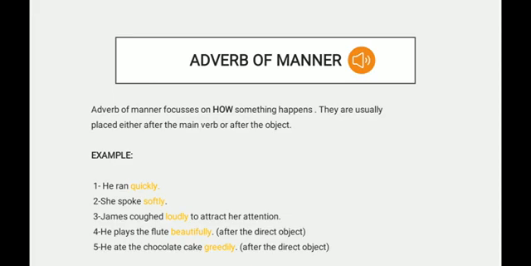He plays the flute beautifully. See, the flute is the object here, and after the flute we directly use our adverb of manner. How does he play the flute? He plays it beautifully. He ate the chocolate cake greedily. The cake is another object, after which we directly use the adverb of manner, greedily. How did he eat the chocolate? He ate it greedily. I hope you have understood the first type of adverb, and now we will come to the next type of adverb.